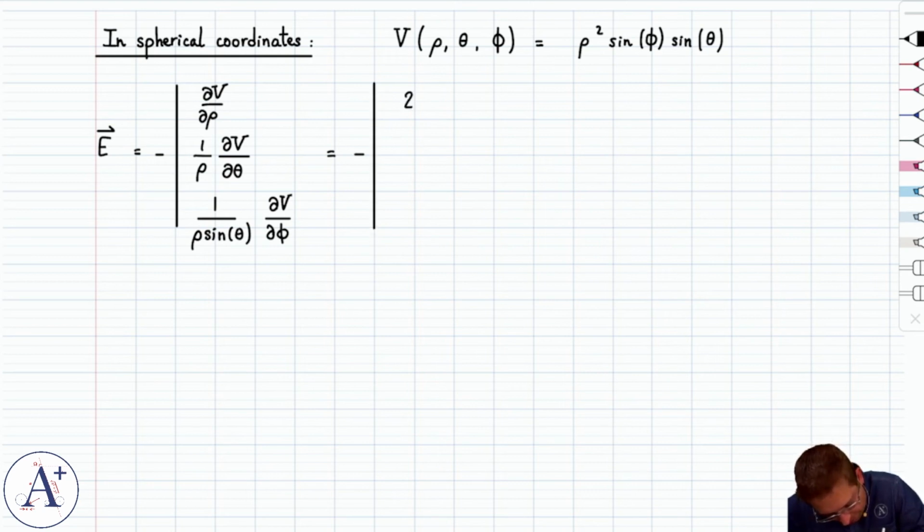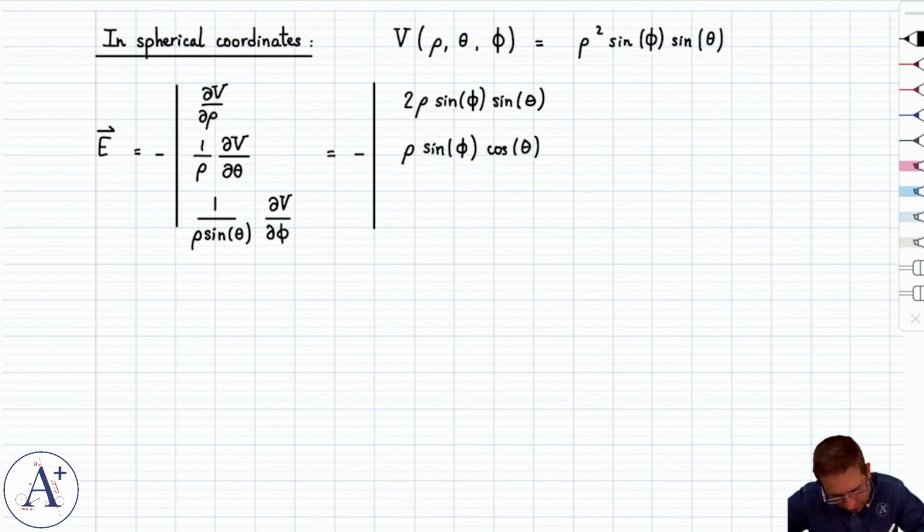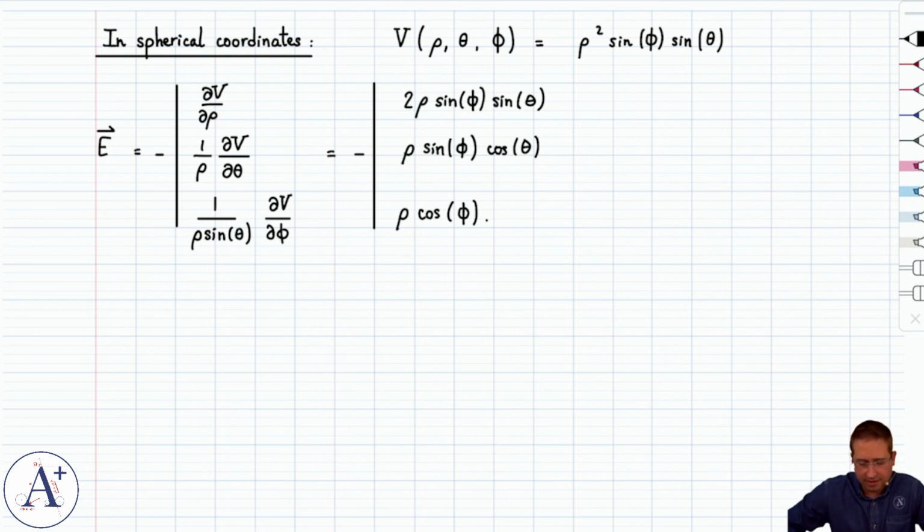It's going to be first component 2 rho sine phi sine of theta. Then 1 over rho, so that leaves us with rho sine of phi, and we're taking the partial derivative relative to theta, so sine theta turns into cosine of theta. And then 1 over rho sine of theta, that's going to leave one rho upstairs, and then partial V partial phi for sine of phi, that's going to be cosine of phi. So overall, not that complicated. I mean, you know how to take partial derivatives, so that's easy.